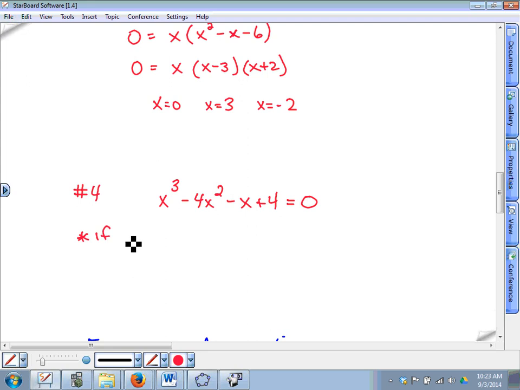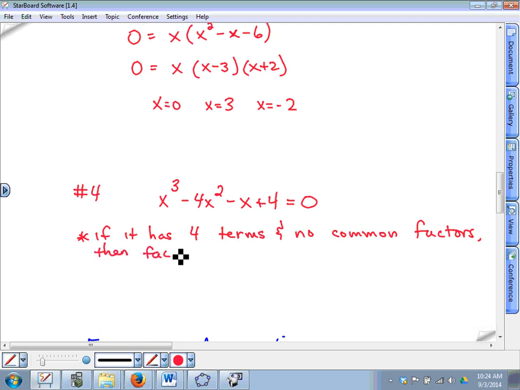If it has 4 terms and no common factors that we can factor out, which is what we have here, we have 4 terms and there are no common factors, then factor by grouping is what it's called.